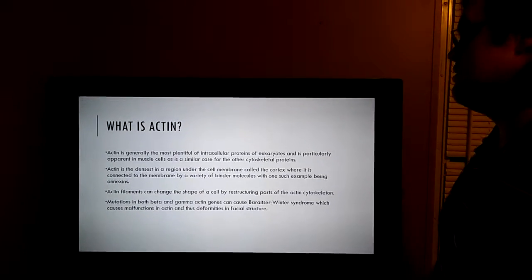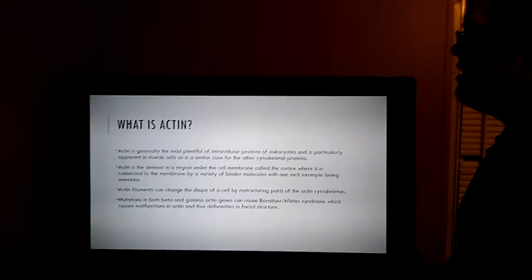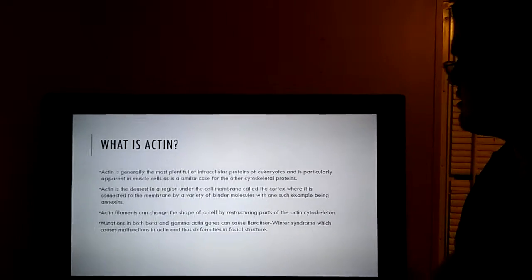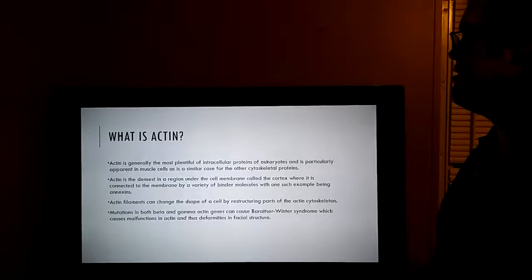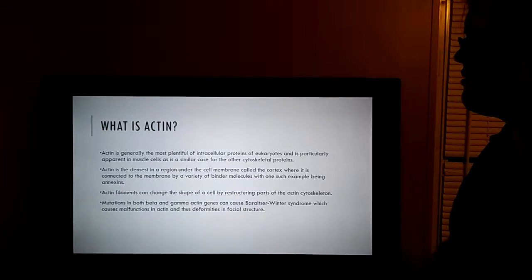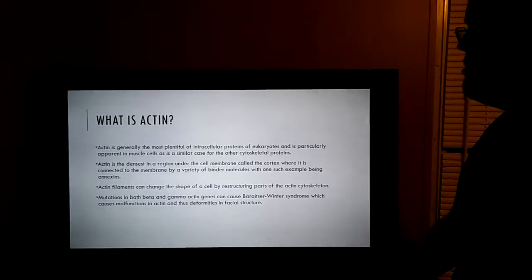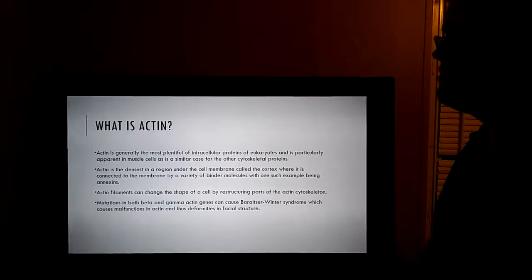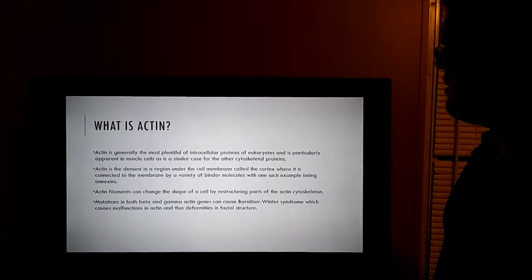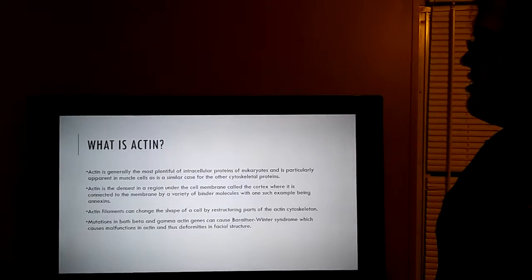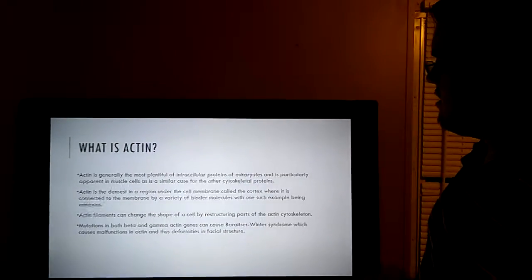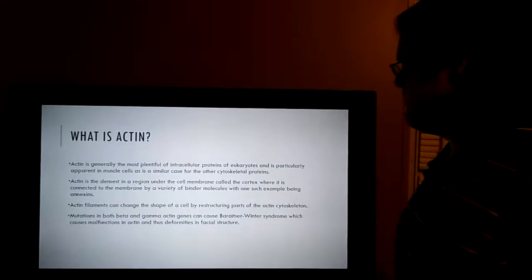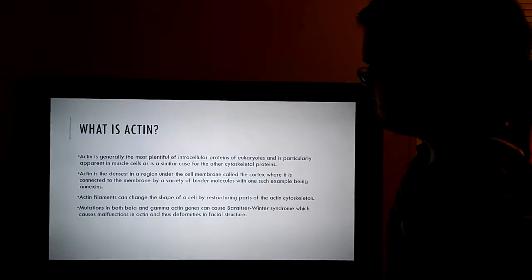Actin is itself generally the most plentiful of intracellular proteins among eukaryotes, and is especially prevalent in muscle cells. It's densest in a region that's called the cortex under the cell membrane, and it's connected to the membrane there by a variety of binder molecules. And the filaments that actin forms can change the shape of a cell by adding on to, dismantling, or shifting the parts of the actin cytoskeleton.